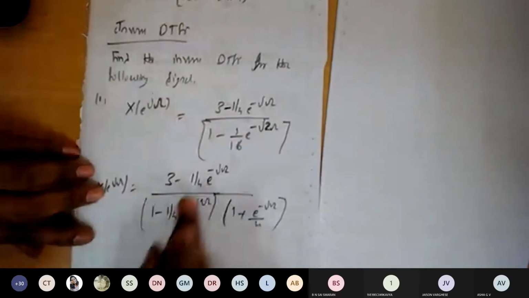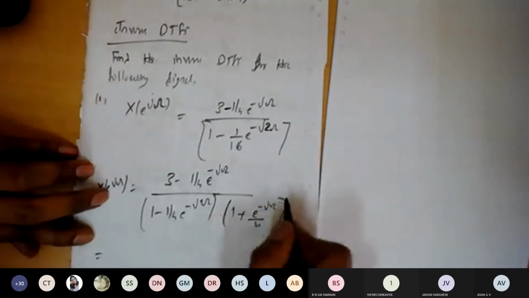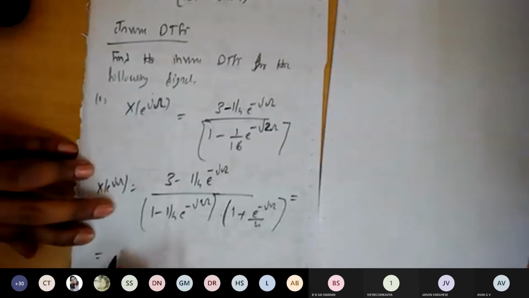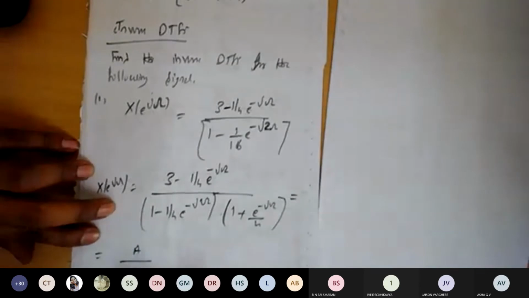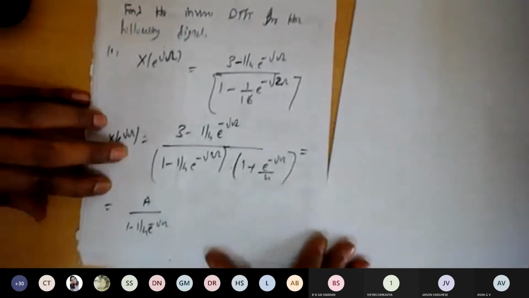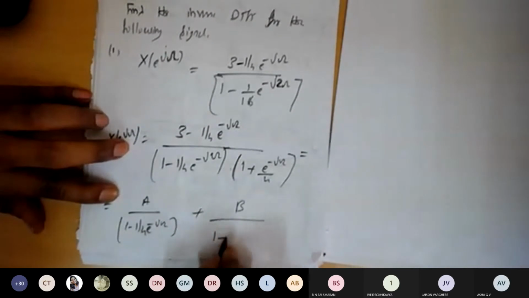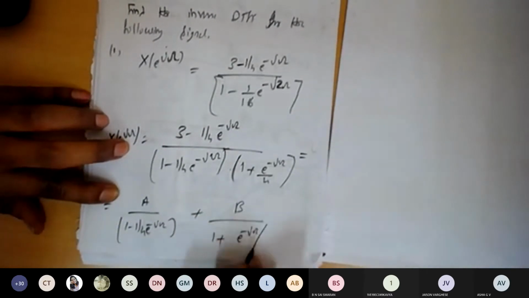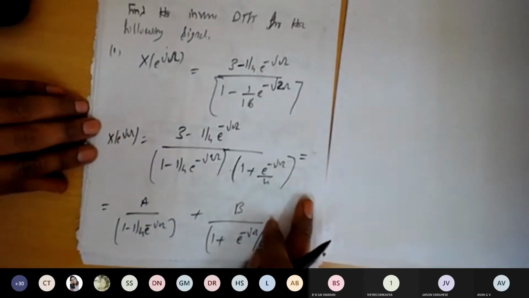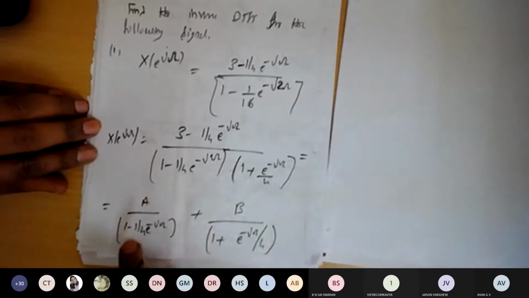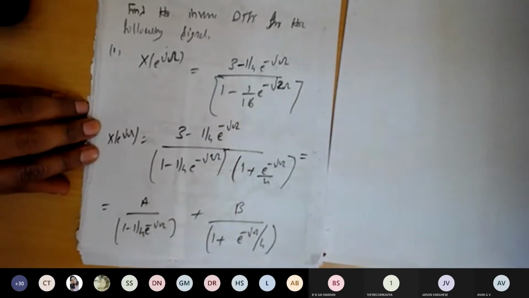I'm going to consider this term, that is X of e to the power of j omega. I'm going to rewrite this as a divided by 1 minus 1 by 4 into e to the power of minus j omega, plus b divided by 1 plus e to the power of minus j omega, whole thing divided by 4. By applying the partial fraction expansion we get a divided by this term and b divided by the next term.